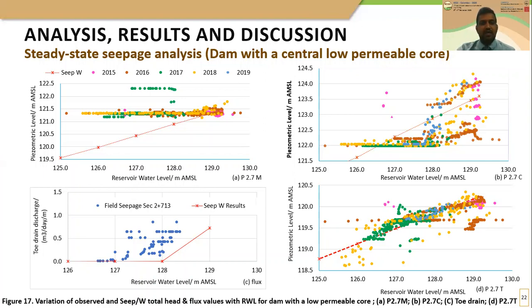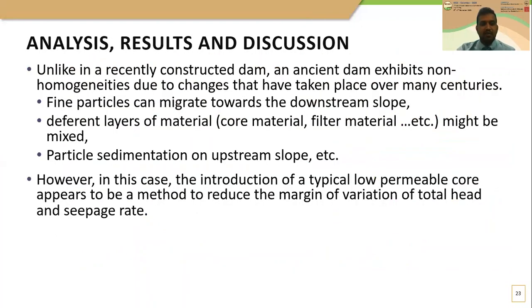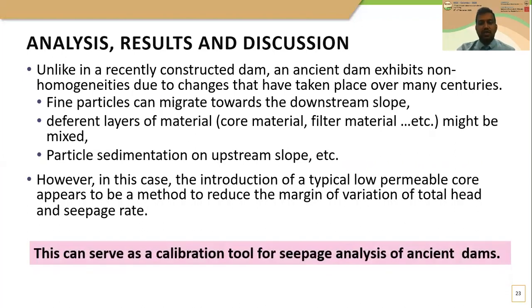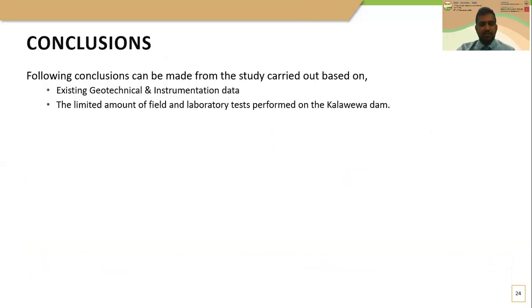That means the combination of K values denotes the average actual field condition of the dam. Further, unlike a recently constructed dam, an ancient dam exhibits non-homogeneities due to changes that have taken place over many centuries, such as particle migration, different material layers being mixed with each other, particle sedimentation, etc. However, in this case, the introduction of a typical low permeable core appears to be a method to reduce the margin of variation of total head and seepage rate. Hence, this can serve as a calibration tool for the seepage analysis of ancient dams.